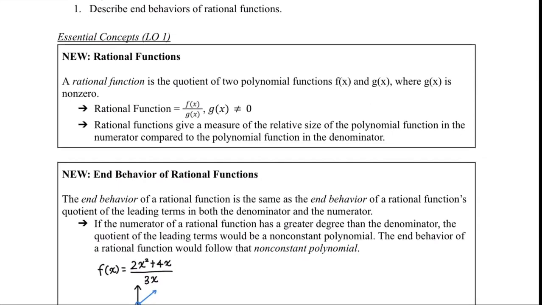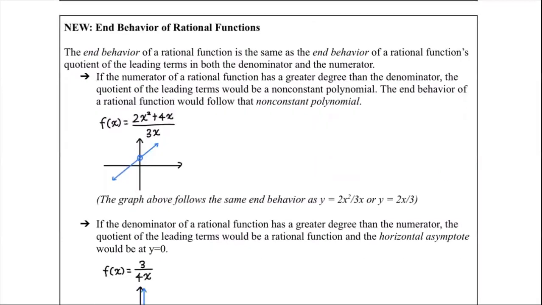So rational functions give a measure of the relative size of the polynomial function in the numerator compared to the polynomial function in the denominator. I'll explain in detail what that means. So let's look into what end behaviors rational functions have.